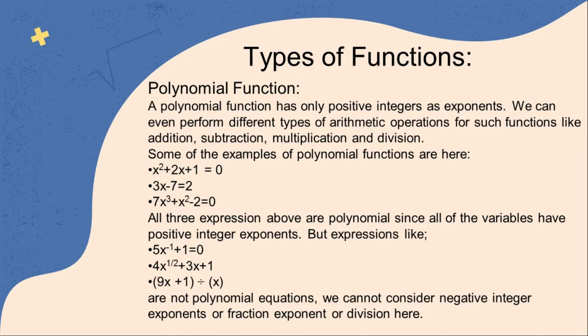All of the variables have positive integer exponents, but expressions like 5x square plus 1 equal to 0, 4x square plus 3x plus 1, 9x plus 1 divided by x are not polynomial equations. We cannot consider negative integer exponents or fraction exponents or division here.